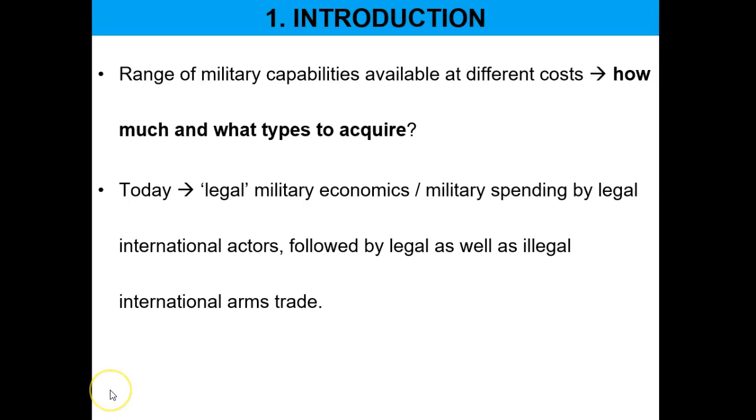By way of introduction, if we look back over discussions that we had over the past few weeks, it's quite evident there are a range of military capabilities available to states, as well as to non-state actors. There are various weapons of mass destruction, as we know. There are also several kinds of small arms and light weapons and conventional weapons that exist. And these capabilities obviously come at various different costs. So the question for state leaders specifically is how much is it going to cost and what types of weapons should we acquire? That's what you're thinking as a state leader.